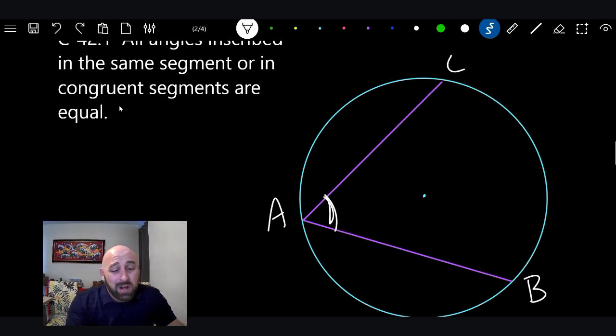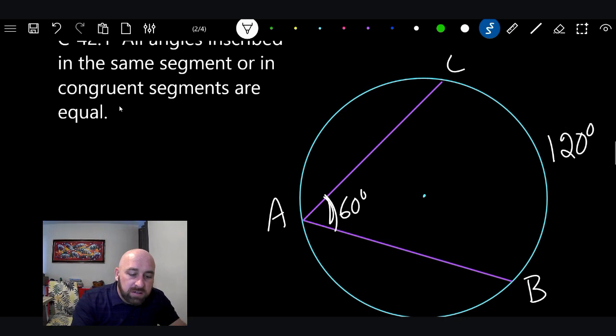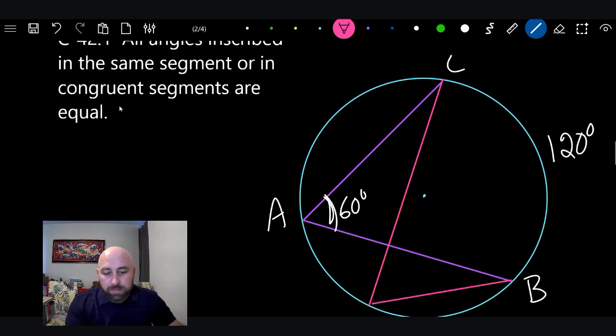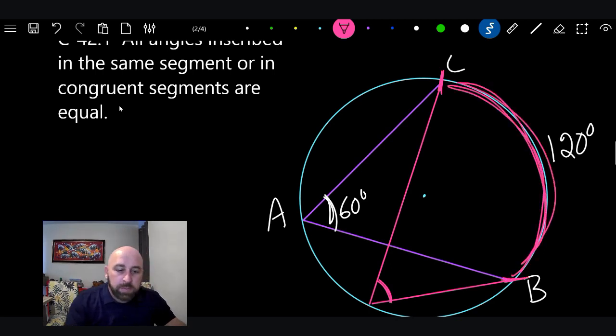Let's give that a number. That looks more than 120 degrees. I'm just making stuff up. Actually, it's less. It might be 120 degrees, and so this is going to be 60 degrees right here. Now watch this. If I draw another angle, now I'm in a different place. So now I'm looking at the pink angle, but notice that the pink angle is still subtending the same arc, BC.